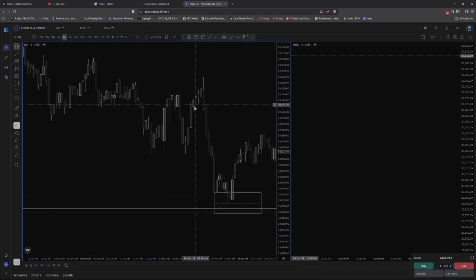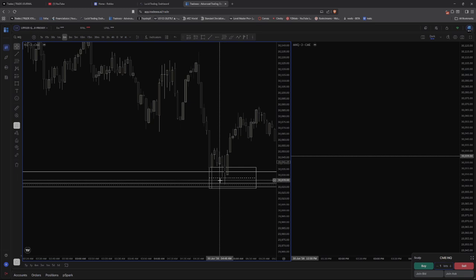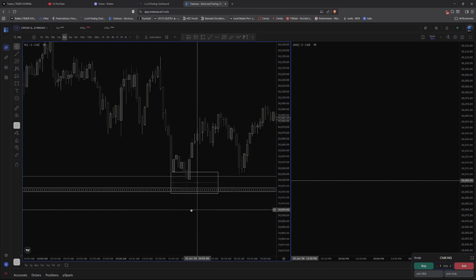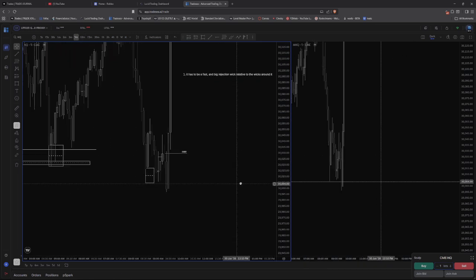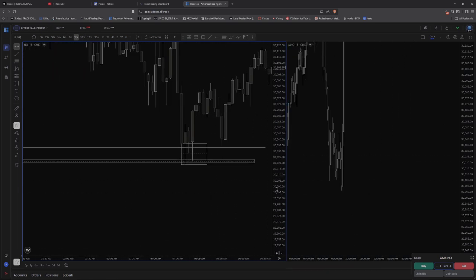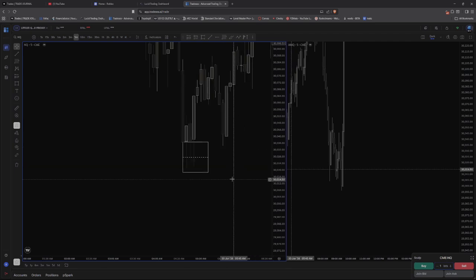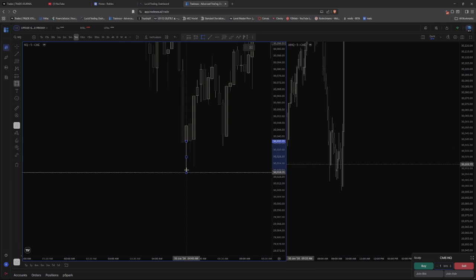As you can see, there are no rejection wicks up until this one, after it taps the PD array and sweeps the liquidity. So what that tells us is that this would be a good rejection block. Okay? Let me just mark it out here instead.